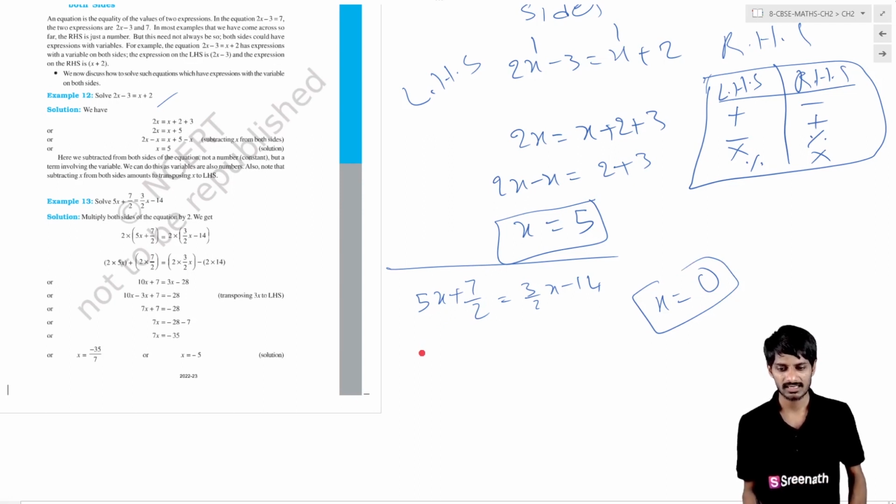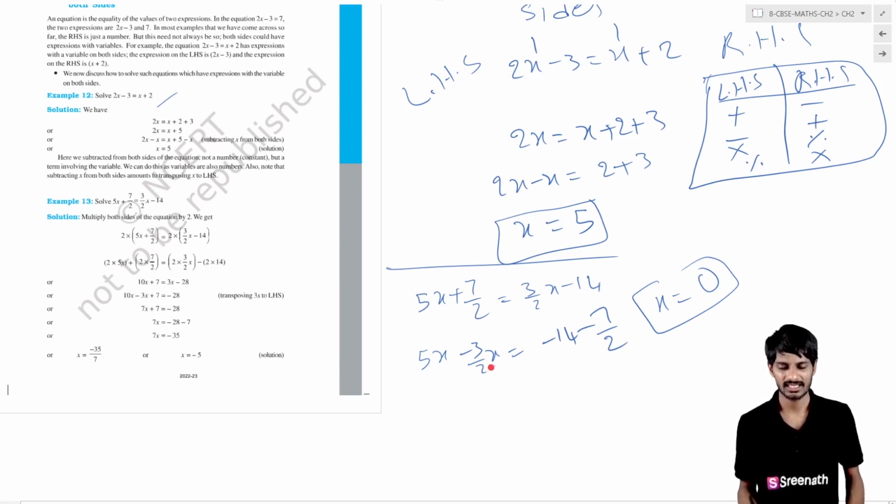So here the 5x, and we are taking this 3 by 2x on this side, 3 by 2x. Here it is having plus, after changing it becomes minus. Now here it is the minus 14, and again we are shifting it to this side, so minus 7 by 2. Okay, now what will we do?